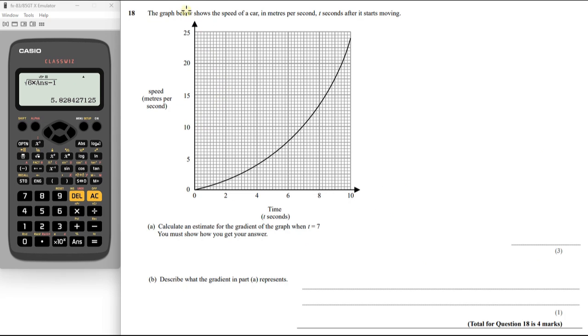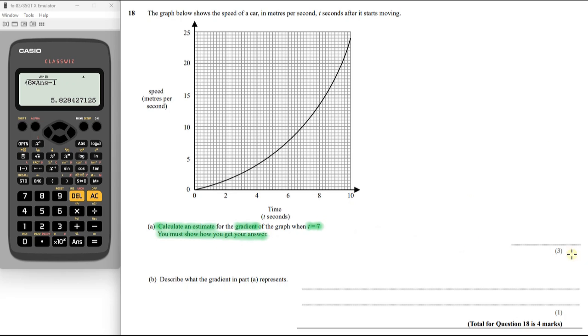Question 18. The graph below shows the speed of a car in meters per second, t seconds after it starts moving. So you can see that, 4 seconds after it starts moving, the speed of the car is sort of this value here. So part A, we need to calculate an estimate for the gradient of the graph when t is equal to 7. You must show how you get your answer.